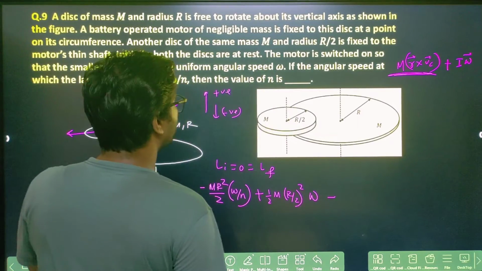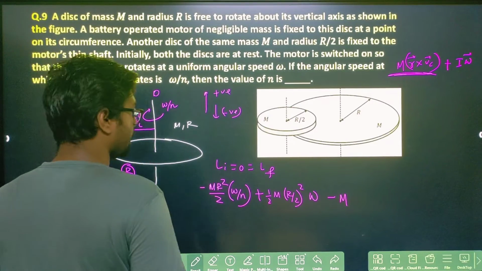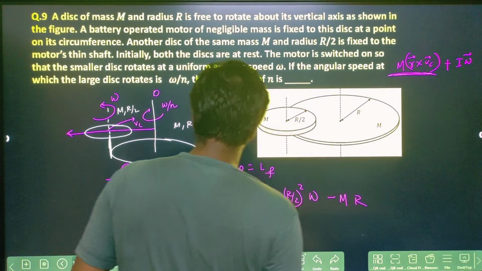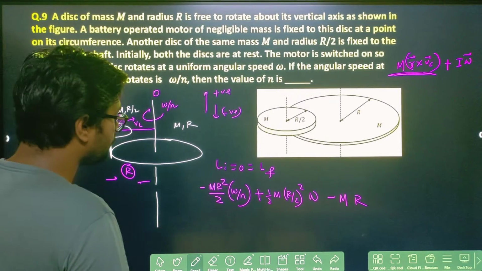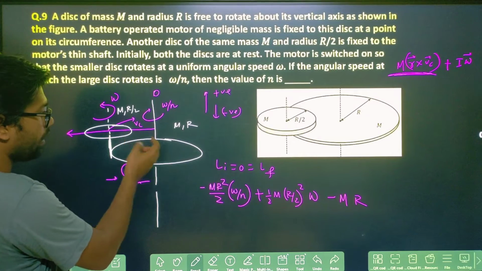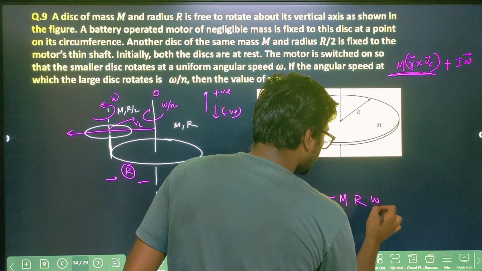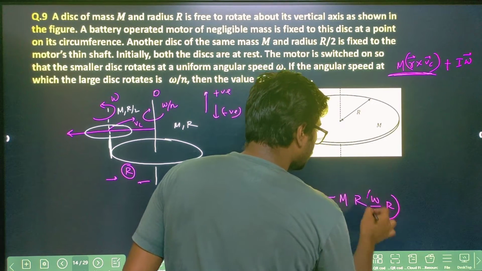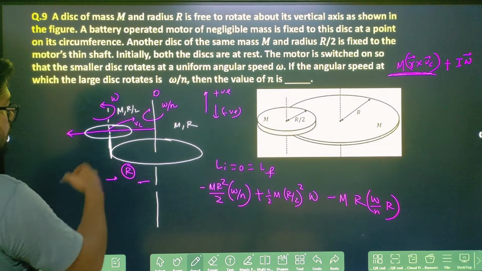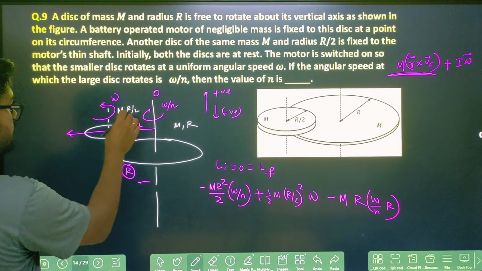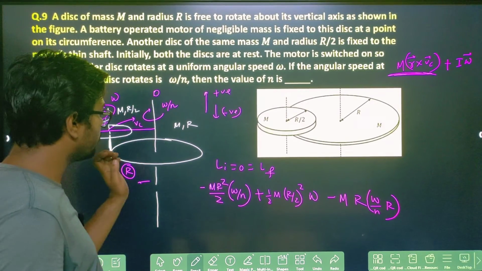And it is how much? Mass into R. R is your capital R, right? Clear? And Vc you can write here. Vc will be obviously omega by n into R. So it will be omega by n into R. This will be your Vc. Clear? Because it's rotating, right? So with this center, from here the distance is R, and this will be Vc, and it is rotating with omega by n. So Vc will be omega by n into R.